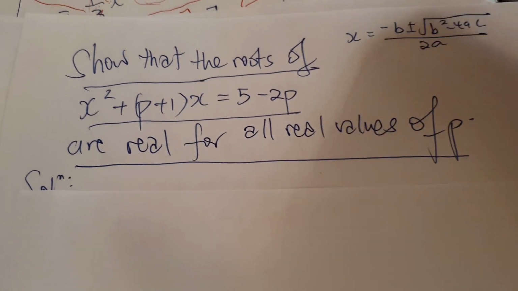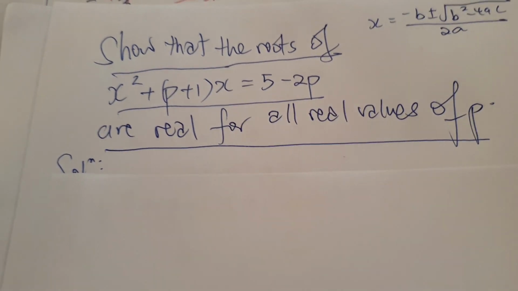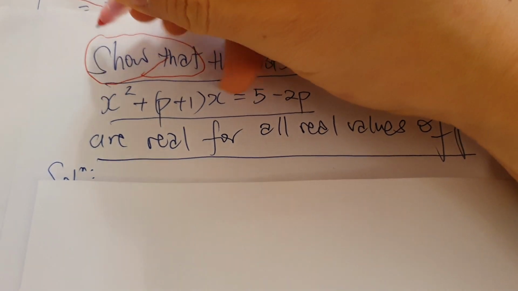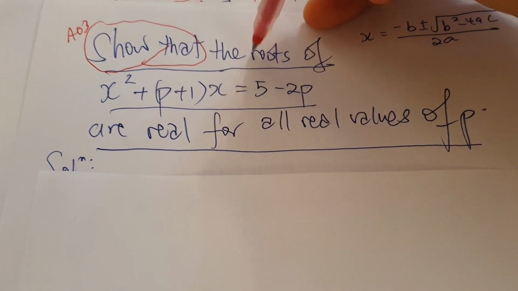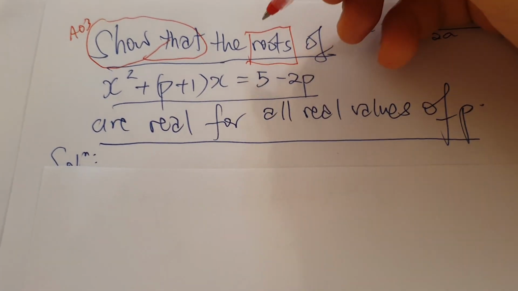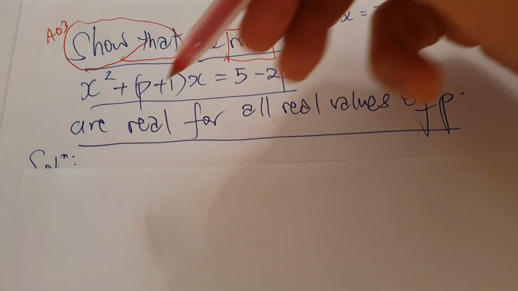Okay, first of all, let's all try to understand what this question wants us to do. It says show. Now, when it says show, it's an AO3 question, so it's a harder kind of question. Show that the roots. Now, what's the meaning of roots? Some of you still don't know. The roots means the solution. That means when I solve this, the solutions are real.